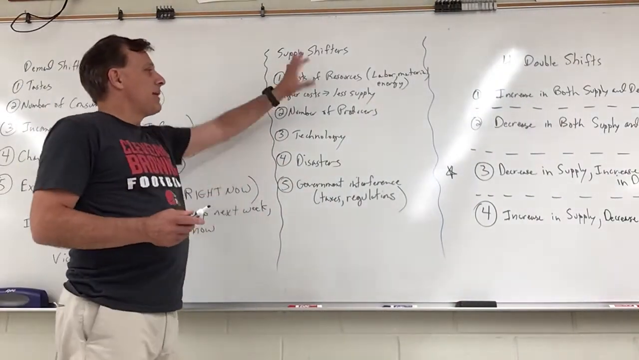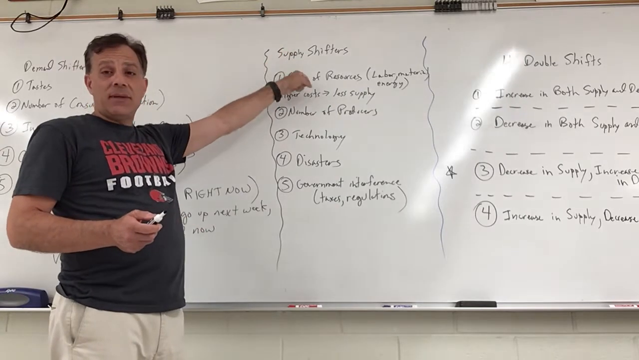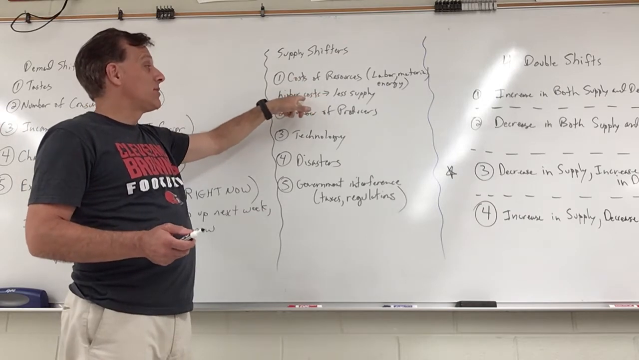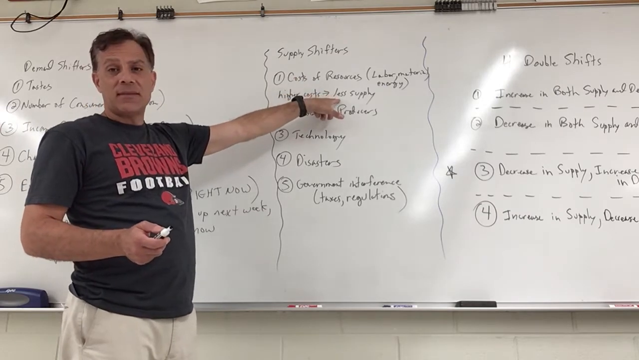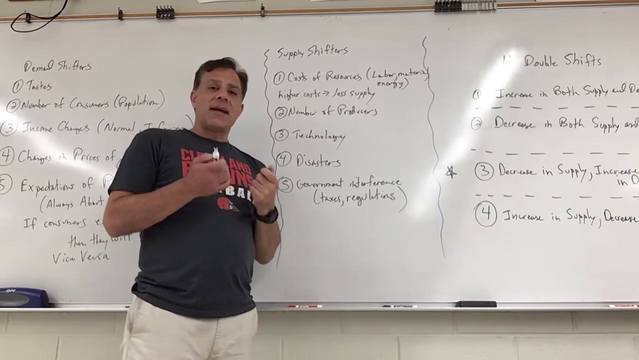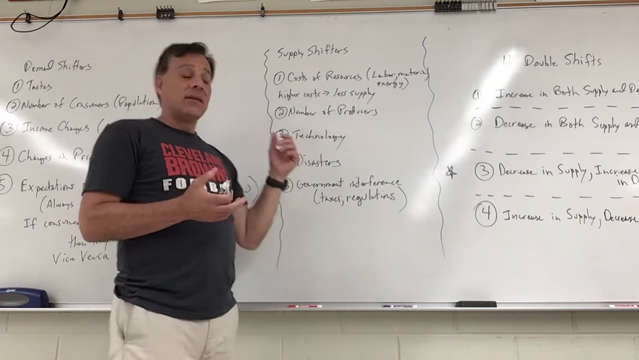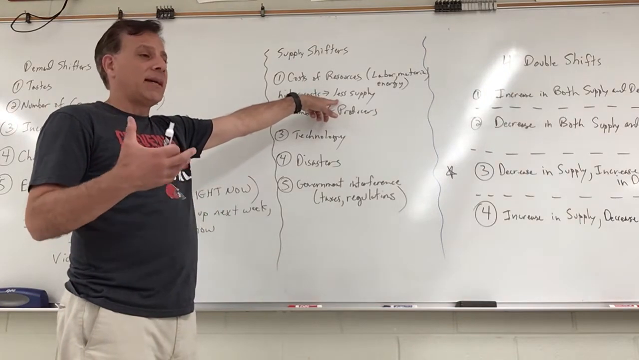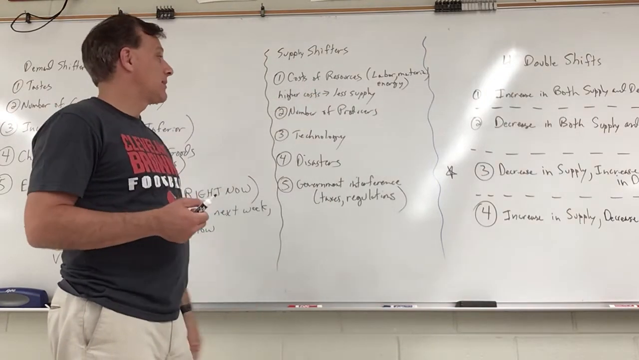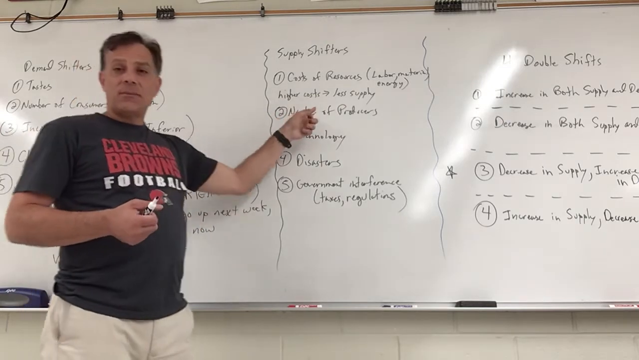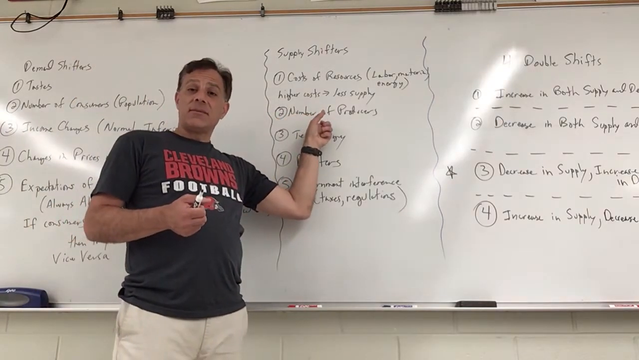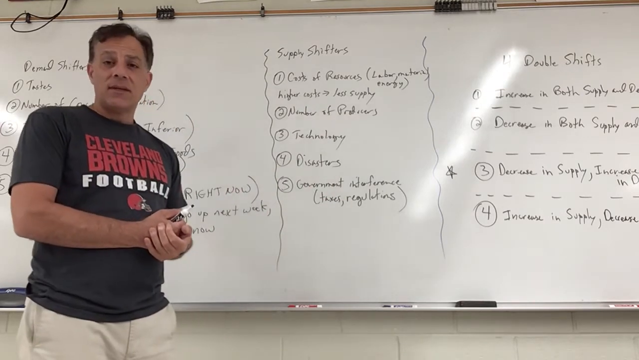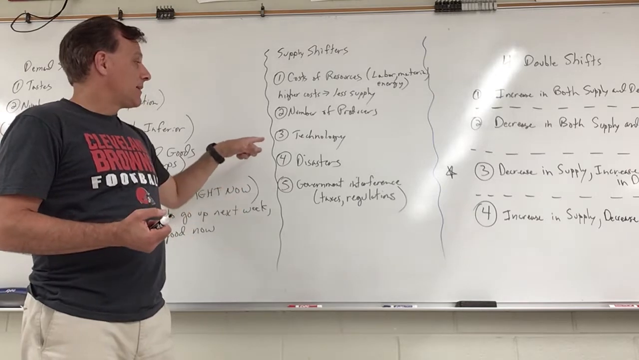Supply shifters, main one is cost of resources. AP loves cost of resources as a determinant of supply because it's an inverse relationship. Higher cost leads to a decrease in supply. So if it's a higher cost to pay workers, then it's going to be a decrease in supply. Higher cost of equipment, higher cost of materials, ingredients, etc. Number of producers. The more businesses there are, the greater the supply. How many streaming services are there today as opposed to 3 or 4 years ago, right?